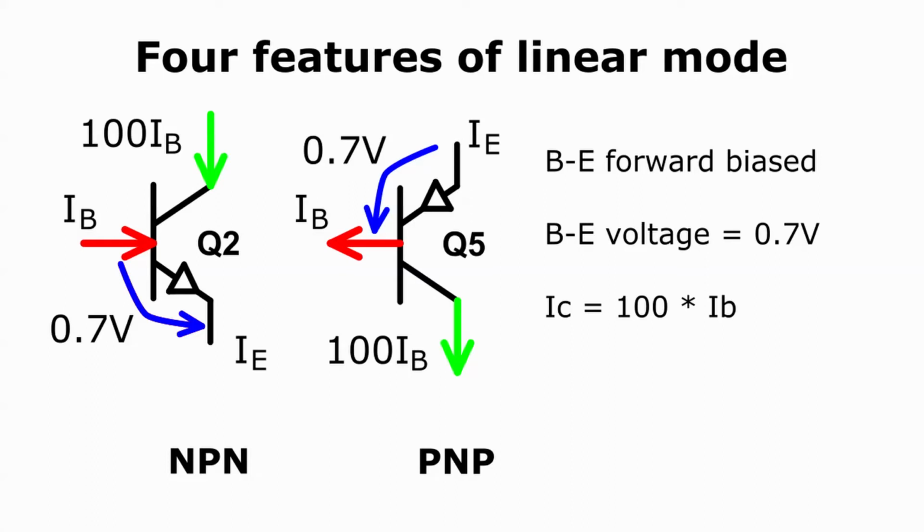We can go even further. I've now shown the emitter currents in pink. Since the emitter currents must be the sum of the base and collector currents, then the emitter currents must be equal to 101 times the base currents.